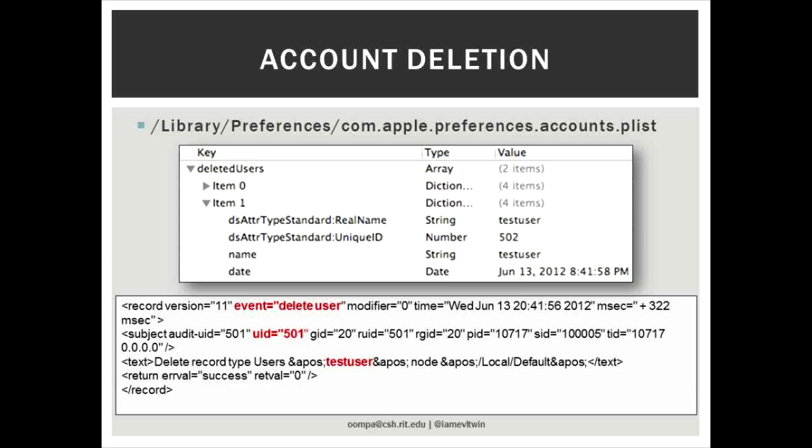And in another audit log record shown below, we can see the event delete user. And we can see that the UID of 501 deleted the user, and the user was called test user.